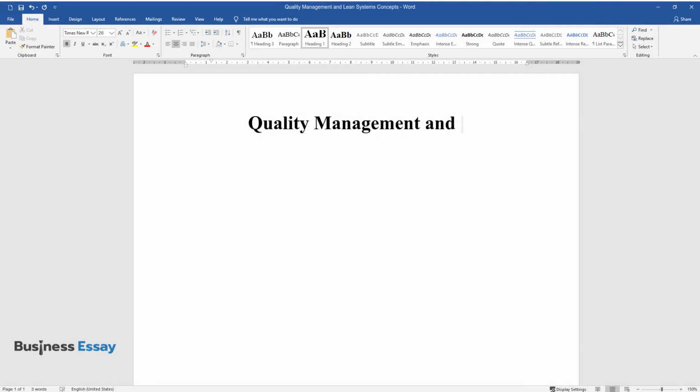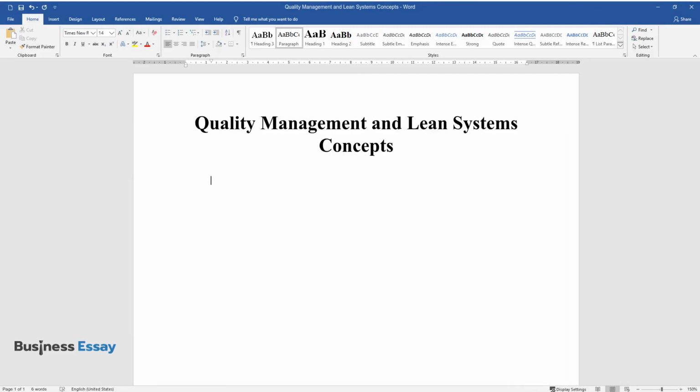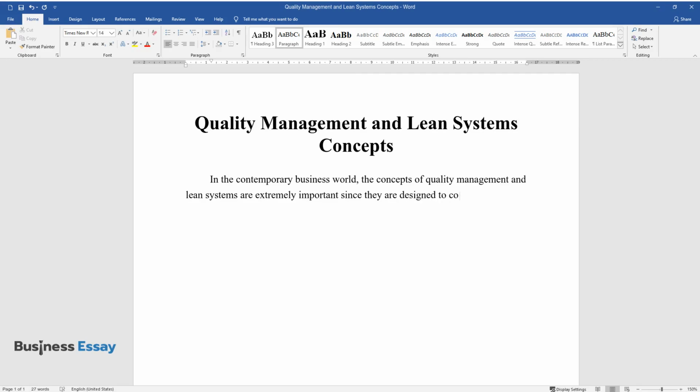Quality management and lean systems concepts. In the contemporary business world, the concepts of quality management and lean systems are extremely important since they are designed to contribute to the desired effectiveness and efficiency.